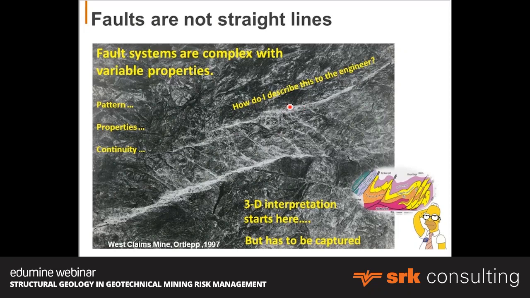And while you're doing this, you need to think about what those patterns, properties, and continuity look like in 3 dimensions, because fundamentally your 3D interpretation does not start at the computer when you have all that information uploaded onto your computer screen. The 3-dimensional interpretation needs to start right here at the rock face, where you need to be thinking about how those structures interact and extend perhaps to the next drift or to the next part of the slope. So one of the challenges though is, how do you capture your 3D interpretation on paper or electronic tablet?